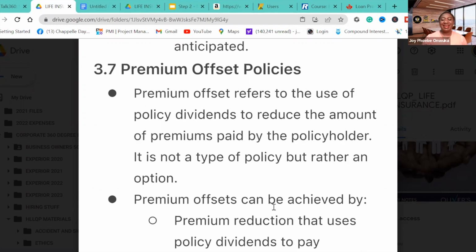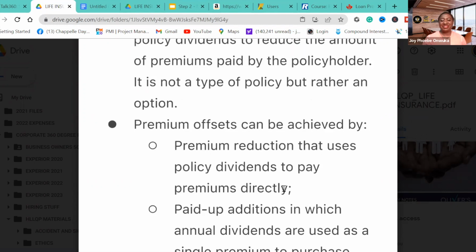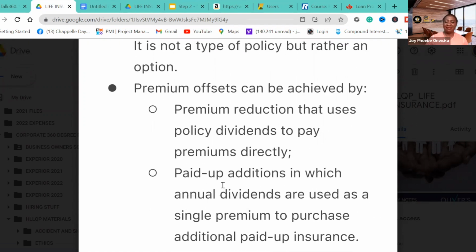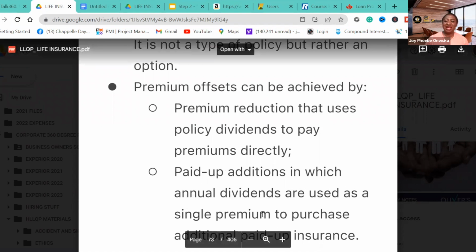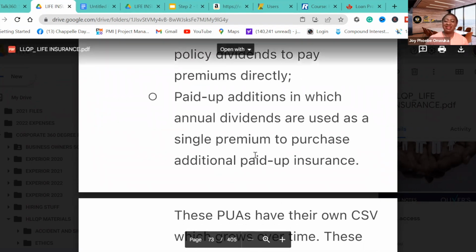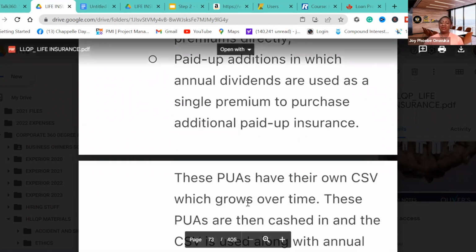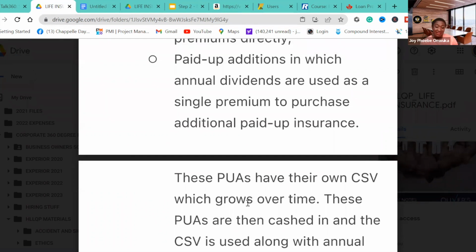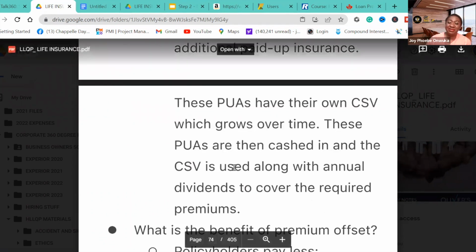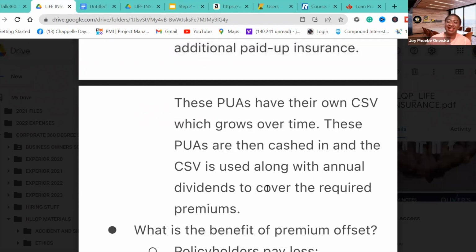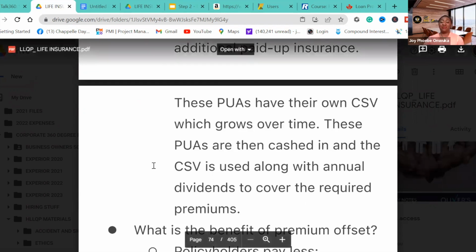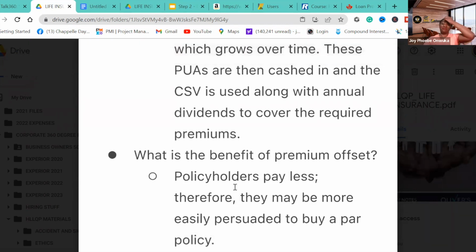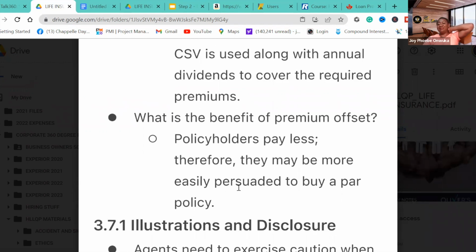Premium offset can be achieved by premium reductions that use policy dividends to pay premiums directly. All right, paid up addition in which annual dividends are used as a single premium to purchase additional insurance. Now, these paid up additions have their own cash surrender value, which grows over time as well. And these paid up additions are then cashed in, and the cash surrender value is used along with annual dividend to cover the required premium. What is the benefit of premium offset? Well, the policyholder pays less, therefore they may be more easily persuaded to buy a PAR policy.